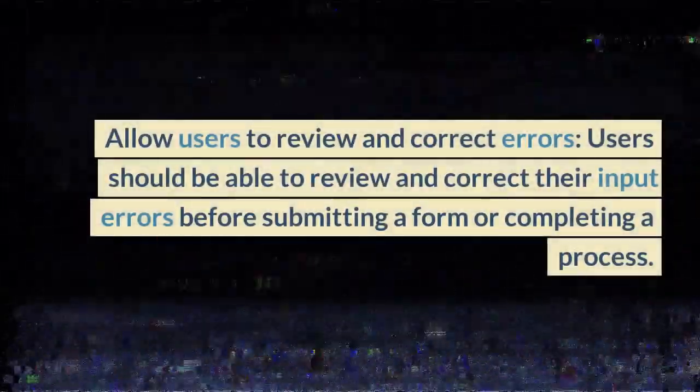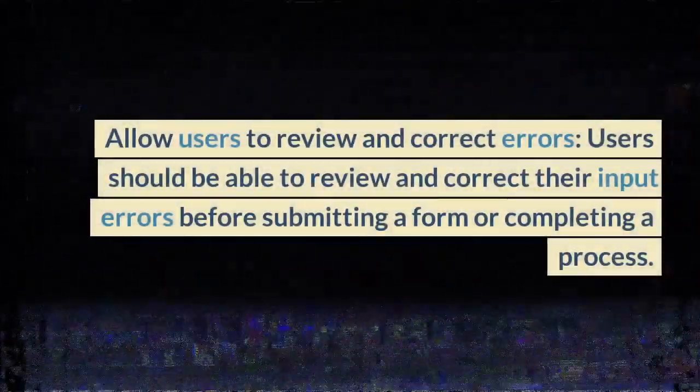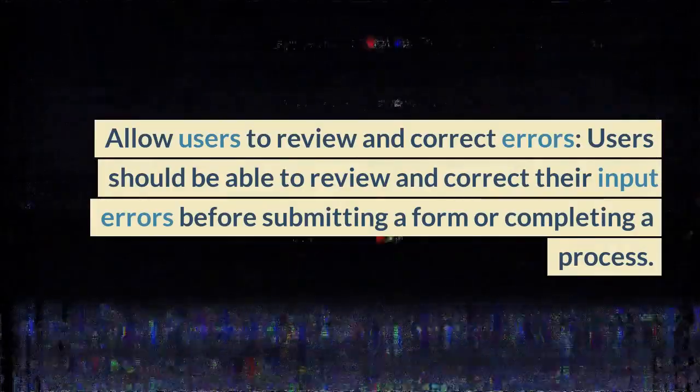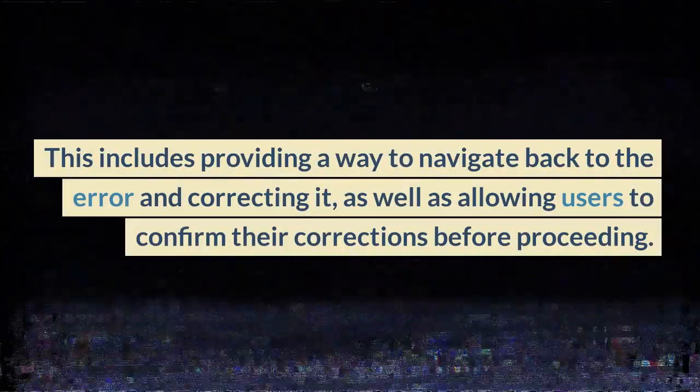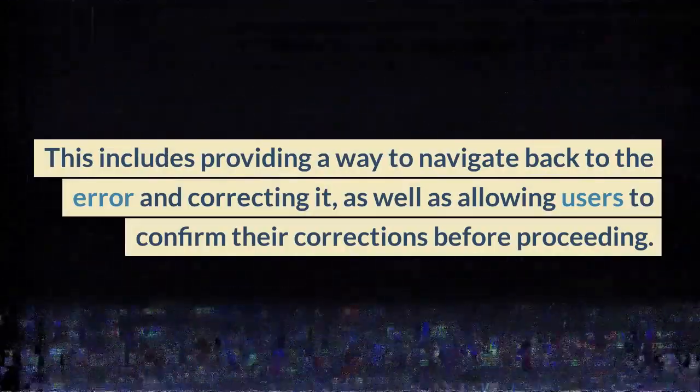Allow users to review and correct errors. Users should be able to review and correct their input errors before submitting a form or completing a process. This includes providing a way to navigate back to the error and correcting it, as well as allowing users to confirm their corrections before proceeding. Here are some examples of how to implement error suggestion in code.